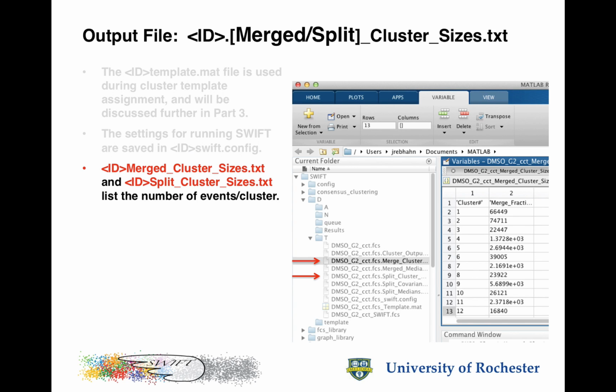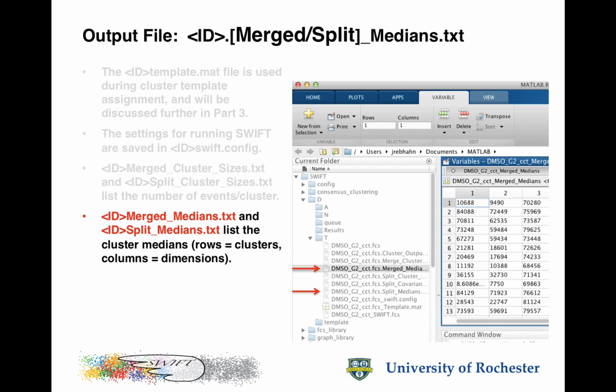There are 2 files, the merge cluster sizes and split cluster sizes, that contain information on the number of events that have been assigned to each of the clusters. So the cluster list is on the left, the number of cells or events per cluster is shown in the second column. These numbers can be fractional because they represent the probabilities of cells being assigned to each of those clusters. There are 2 more files, the merge medians and the split medians, which are also text files in a tabular form. And in this case, the values given are the medians for each channel and for each cluster in the sample.